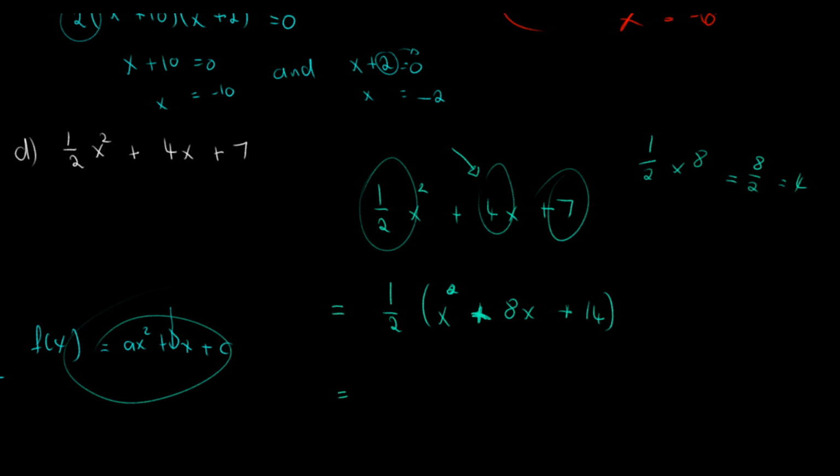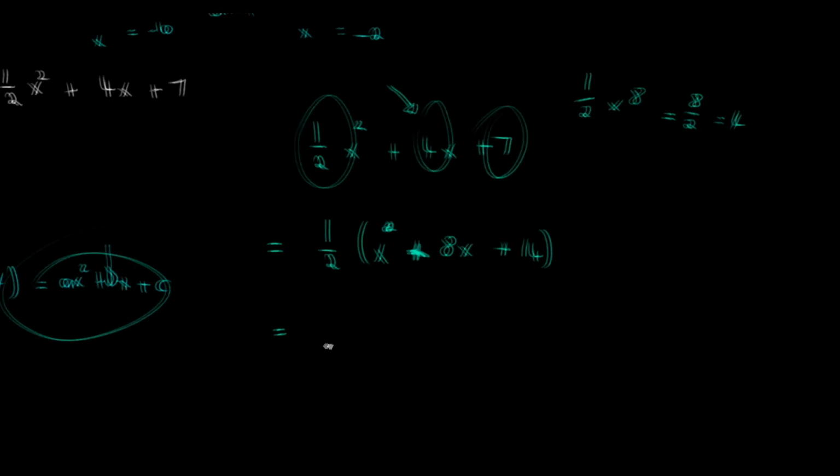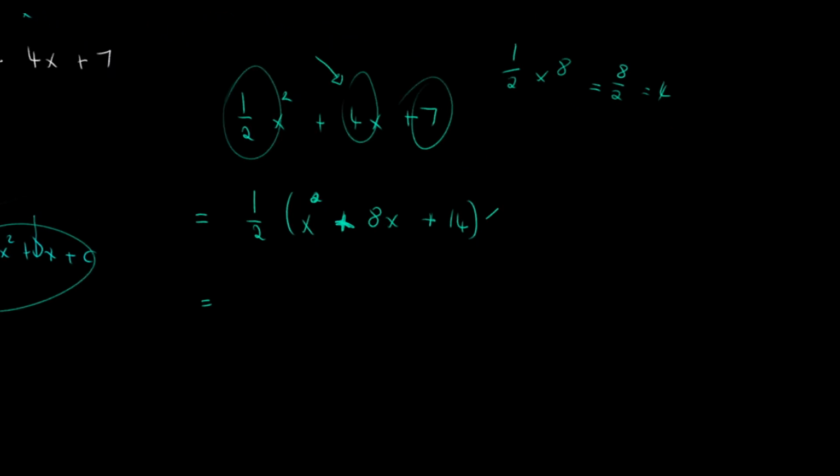Now we have this weird equation. Let's see. So 7 times 2 is 14, but that does not give me 8. What about 14 and 1? That does not give me 8 either. So now I have to use a process that's known as the quadratic formula. So what's the quadratic formula? Well, the quadratic formula is negative b plus minus the square root of b squared minus 4ac over 2a.